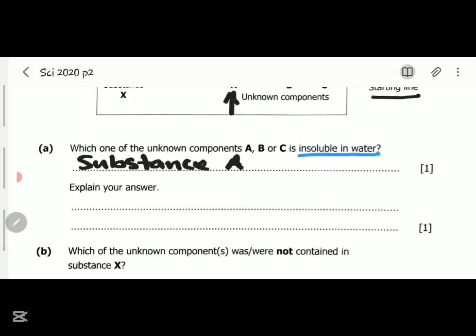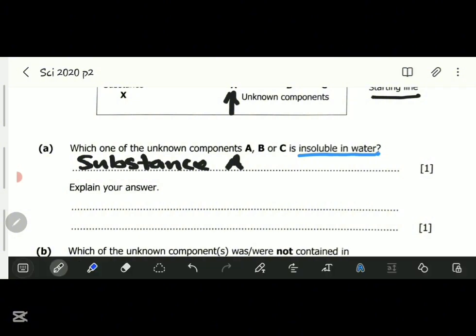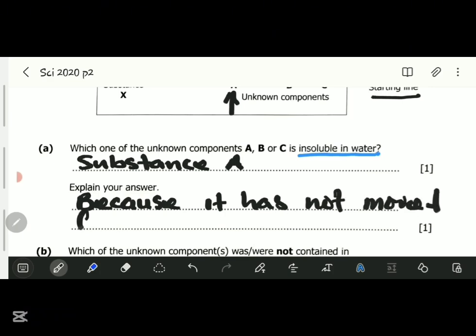Explain your answer is next. So this has got two parts: identifying the substance which is insoluble, and giving an explanation. The explanation here is that substance A has not moved from the starting point.